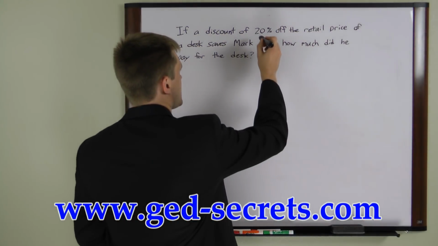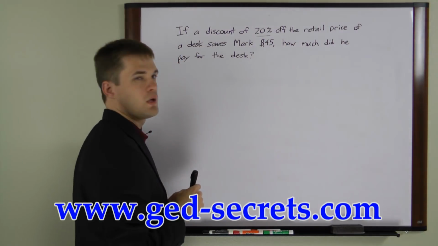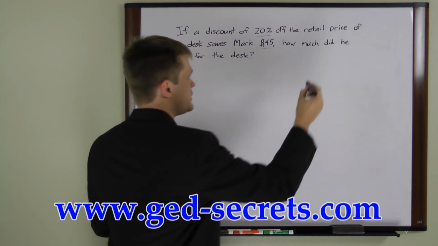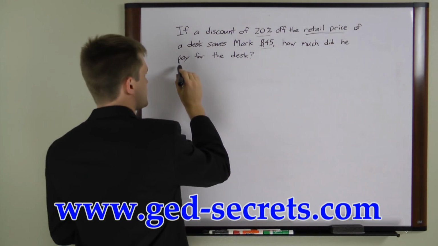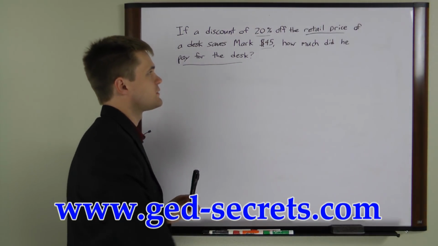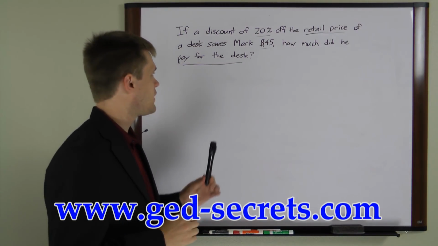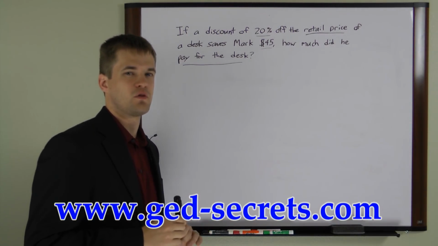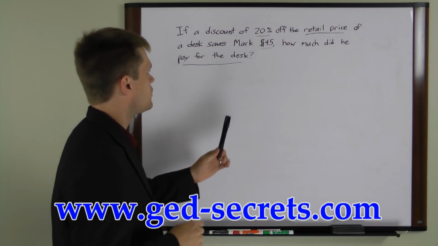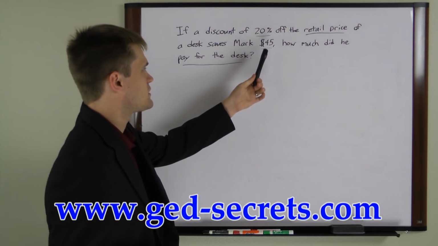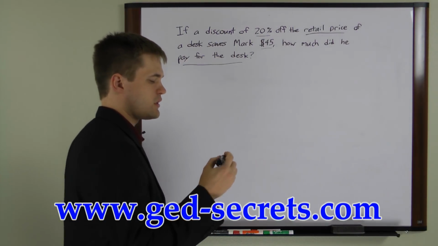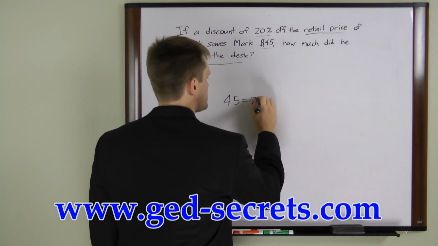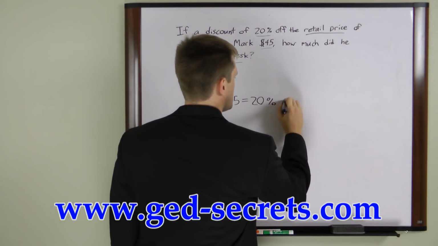It tells us that the discount percentage is 20% and the discount amount was $45. It also mentions the retail price and the sale price, or the price that was paid for the desk. Now, we can't find the sale price directly, but we can find it after finding the retail price. So let's write an equation for the retail price. We're told that 20% off the retail price is the same as $45. So let's write that as the equation: 45 equals 20% times retail price.